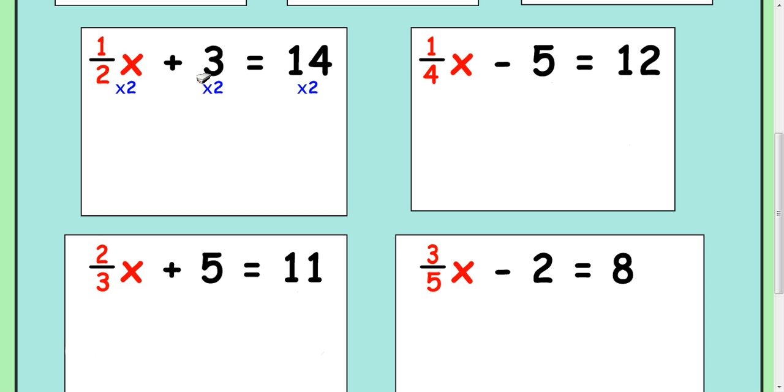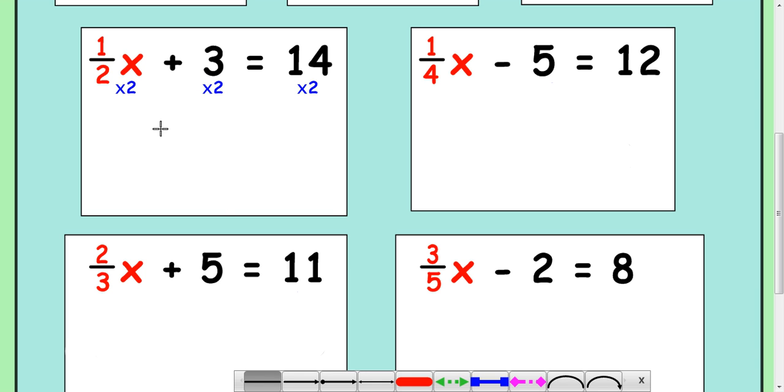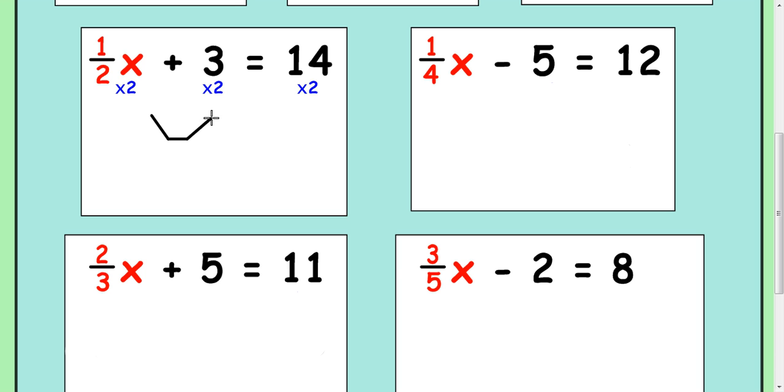Now that I'm doing the same to all things, if this was on a balance, like a set of scales like this, and it was going like that, and this is not very good, but roughly, as long as I doubled all the things on both sides, these two things would be on this side and this would be on this side, you'd still have a balanced scale. It would still be equal to each other as long as I did the same thing to every single thing on the scale.